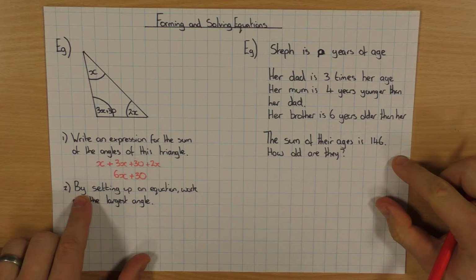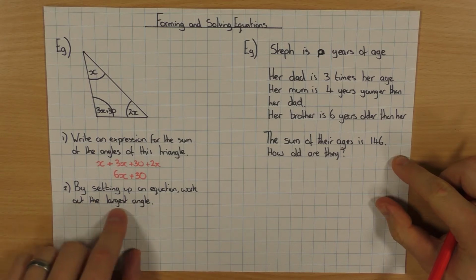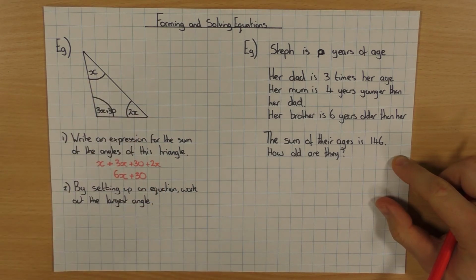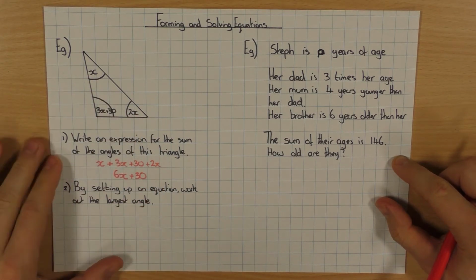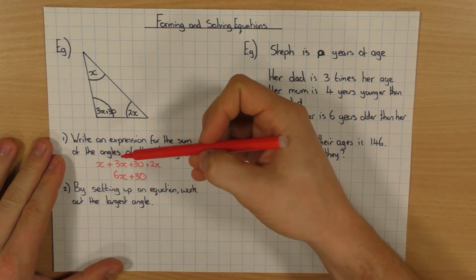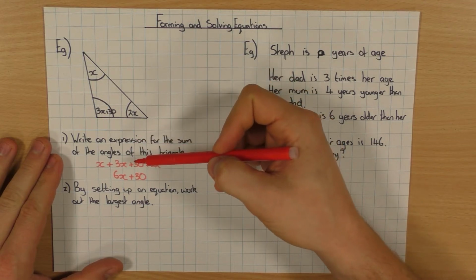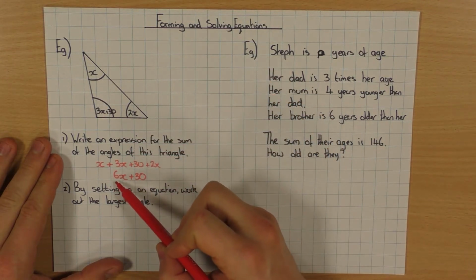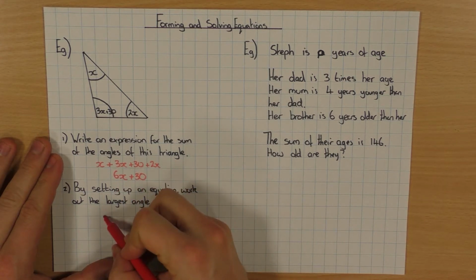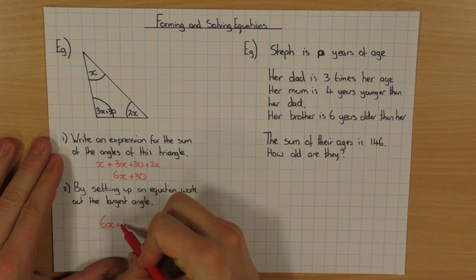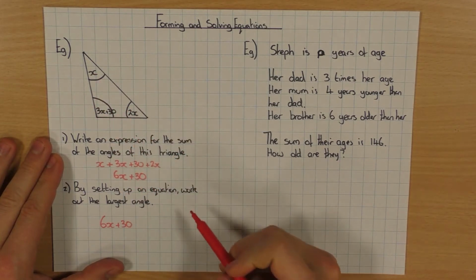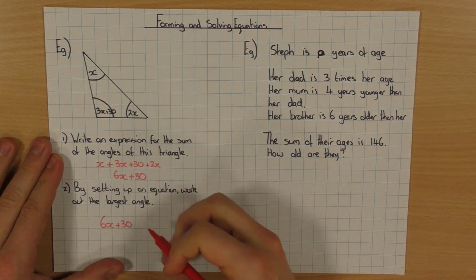Part 2, by setting up an equation, work out the largest angle. Now to work out the largest angle, I actually need to know what the value of x is. This is where setting up an equation comes in. What we need to do first is this here, 6x plus 30, is our first little clue. We know that is when you add all of the angles up, but it's an expression. We need to form an equation.